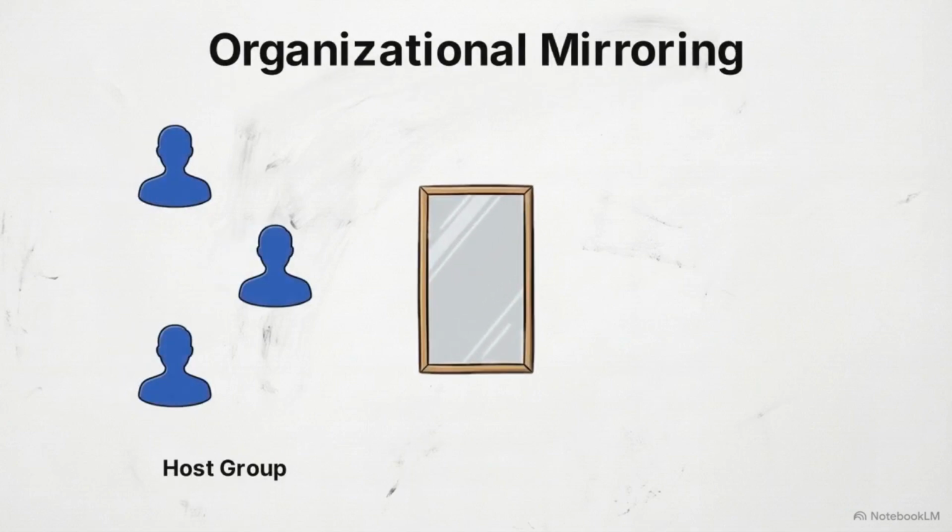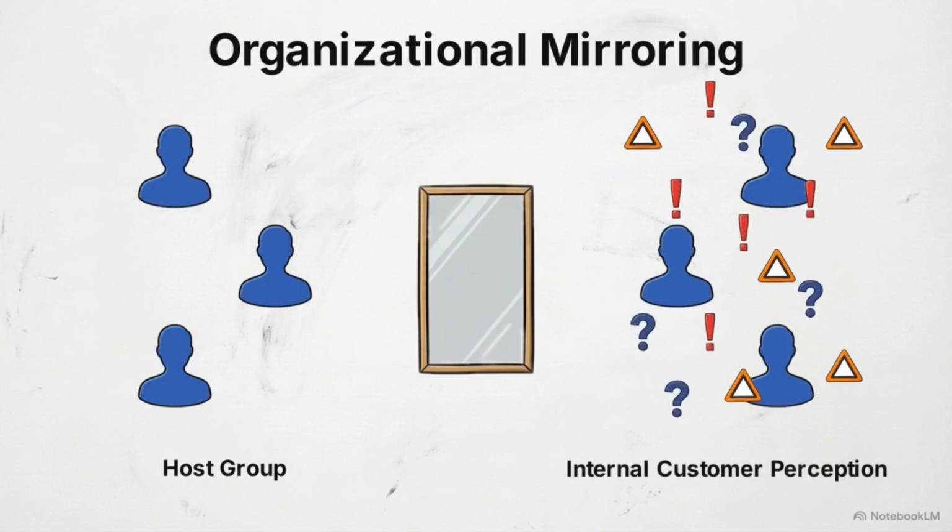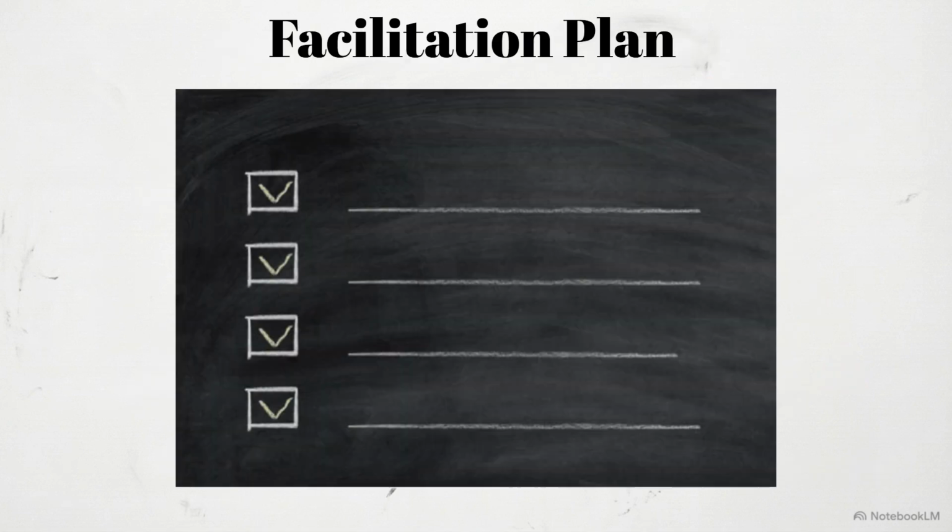To fix this, we use a targeted intervention called organizational mirroring. This is a structured process where a specific team observes its own performance and behavior strictly through the eyes of its internal customers. This checklist outlines the exact plan we will build today.